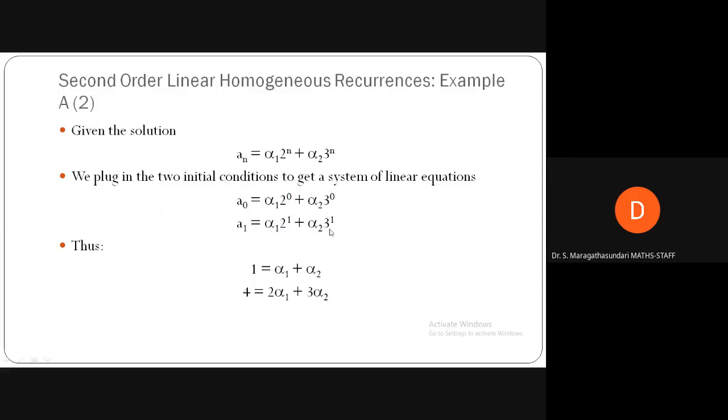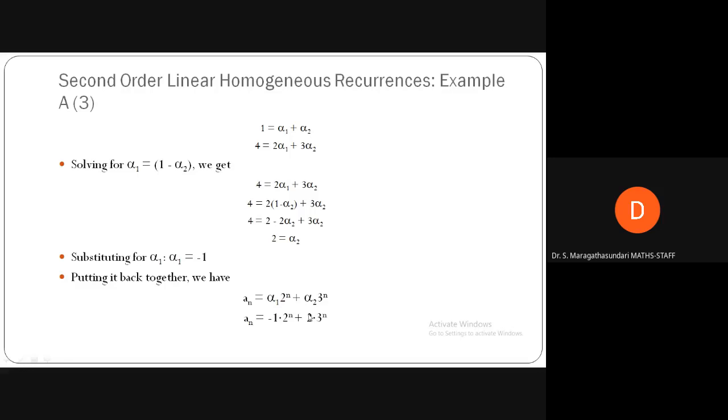Here 2 power n, here 3 power n. Anything to the power 0 is equal to 1. So I'm just having here alpha 1, and here alpha 2. 4 is equal to 2 alpha 1 plus 3 alpha 2. Just solve these two equations, and I'll be getting the values for alpha 1 and alpha 2.